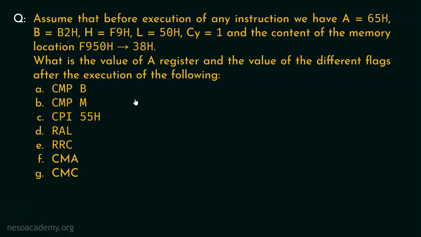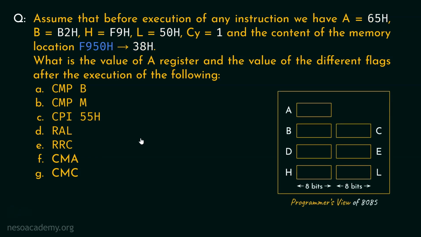Now we are supposed to find out what is the value of the accumulator register and the value of the different flags after the execution of the following instructions. As you can notice, we are going to execute 7 different instructions. Now before we begin, let's load the values in their respective locations. So let me highlight all the values that we have in the question.